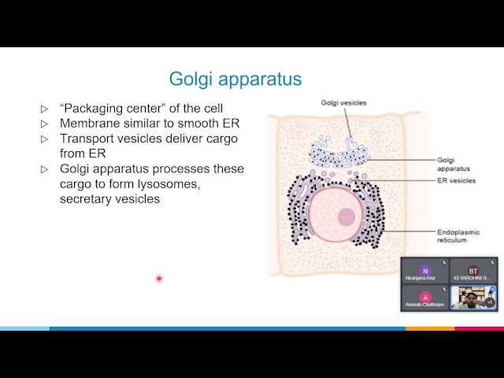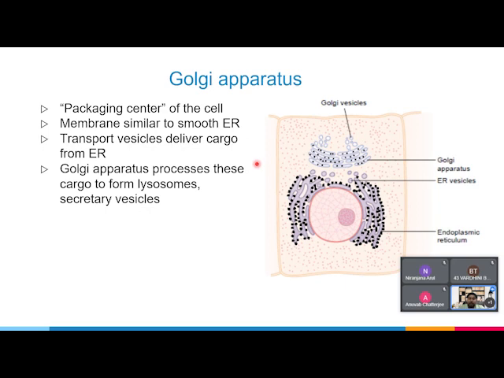Then we move on to the Golgi apparatus. The Golgi apparatus is famously known as the packaging center of the cell. This organelle controls which molecule will be localized to which part of the cell. It has a very similar membrane complex to the smooth ER. As you can see right here, they are very similar in nature, but it is farther away from the nucleus, and the endoplasmic reticulum is very close to the nucleus.